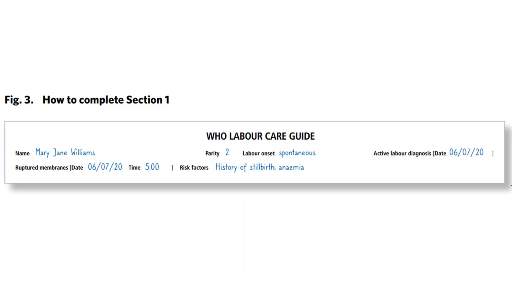So this is an example of a completed section 1. As you can see, the parity, the labor onset, the date for the active stage of labor diagnosis, the date and the time for the ruptured membrane, and the risk factors are mentioned up front as stillbirth and anemia.